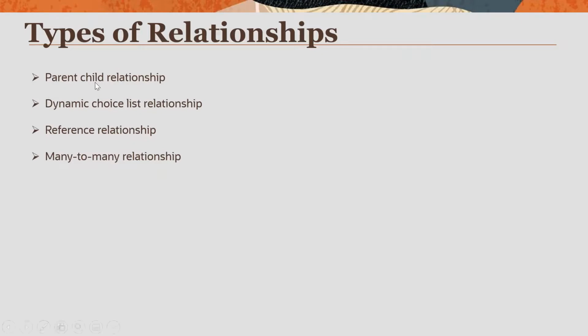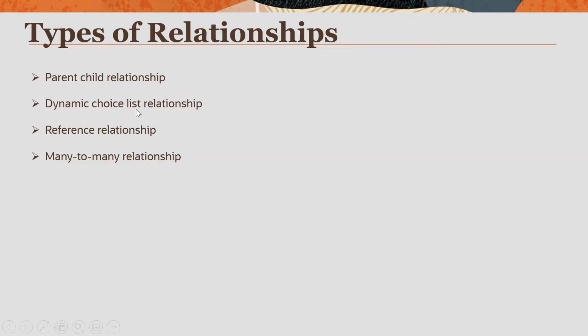The very first one is the parent-child relationship. Under one object we can create multiple objects. The main object will act as a parent object, and if we create a child object, it will depend on the parent object. In case we delete that parent object, all the child records will also get deleted.